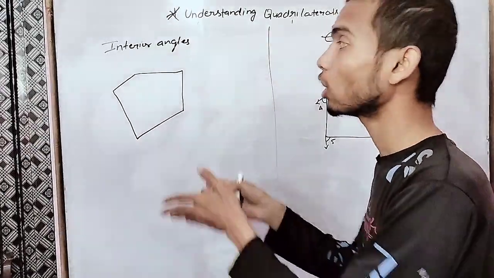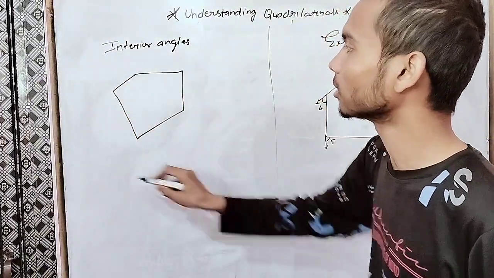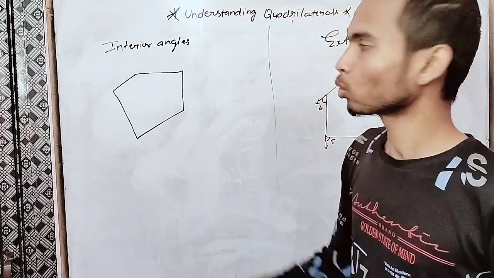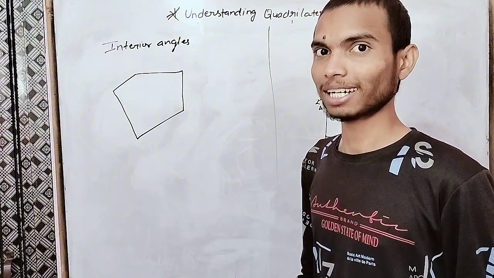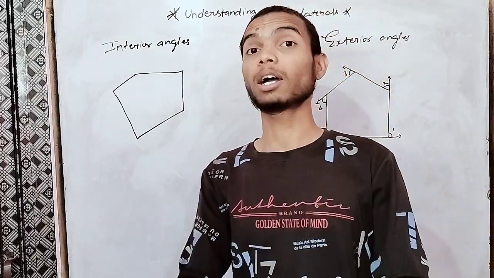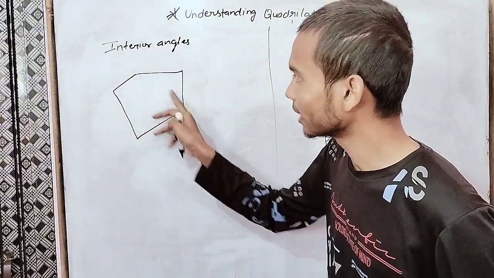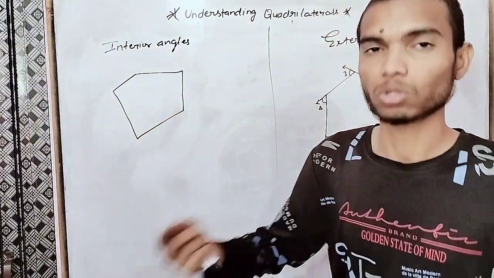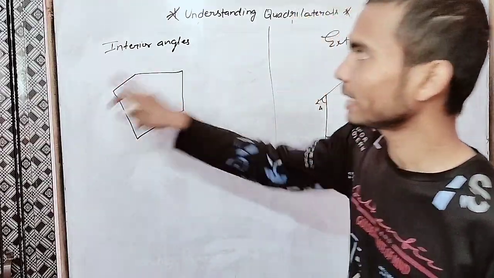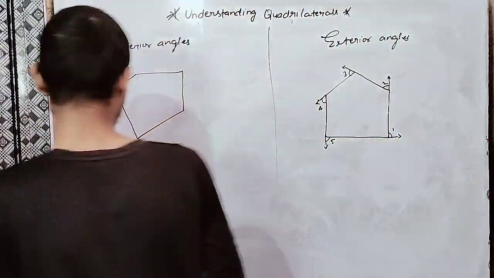So the inside area of this polygon is the interior area, and this is the exterior area. This is the outside area. So instead of saying inside area, in the context of mathematics we say interior. So to understand, the inside area of this polygon is also said to be the interior side, interior area. But the outside area is said to be the exterior area. Okay, exterior area.